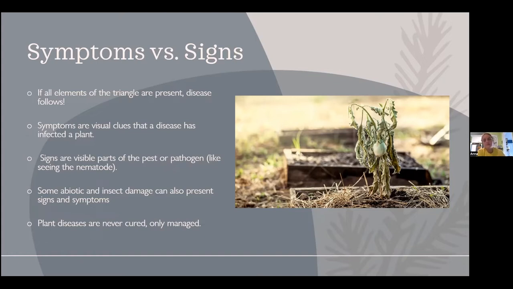And again, that last point, remember, plant diseases are never cured, only managed. Unfortunately, they're not like a sick puppy. We can't just take them to the vet and cure them. They can only be managed. There are no cures out there in plant kingdom diseases.